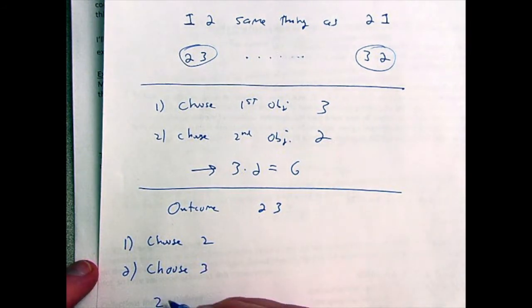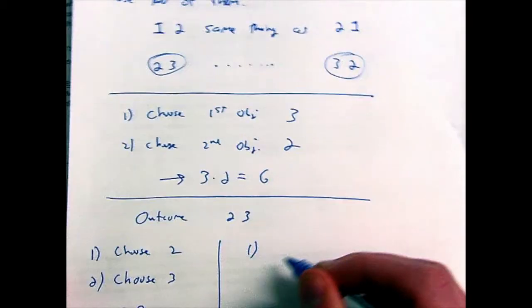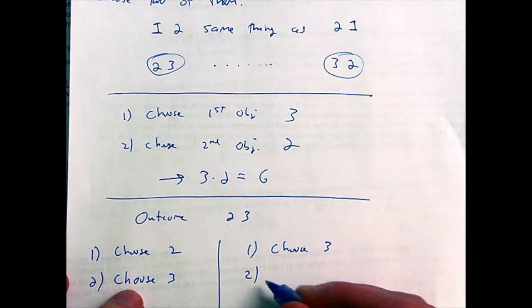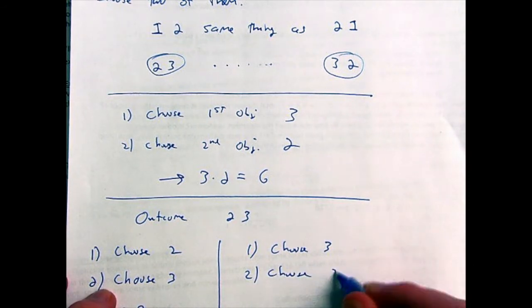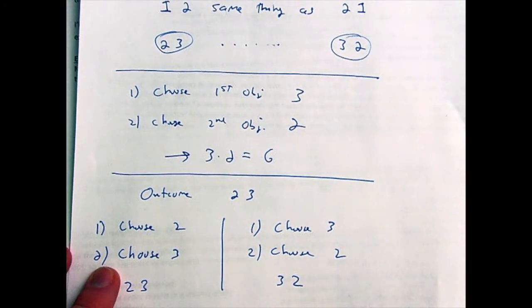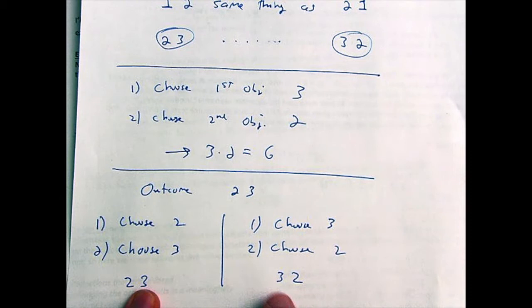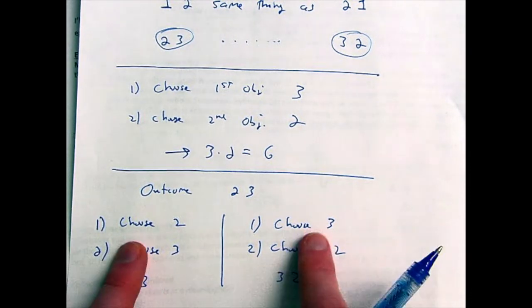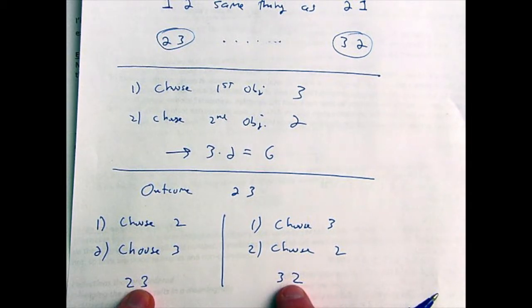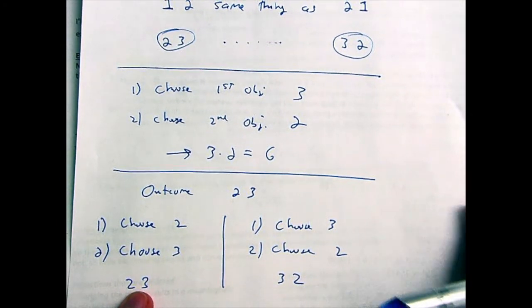That'll give you 2, 3. Or step 1, you could choose 3 as your quote-unquote first object. And step 2, choose 2 as your second object. Now, since we actually don't care about the order, and since we're regarding 2, 3 as the same thing as 3, 2, these two outcomes are actually identical. And so this algorithm is producing the same outcome twice. It is overcounting the number of possibilities.